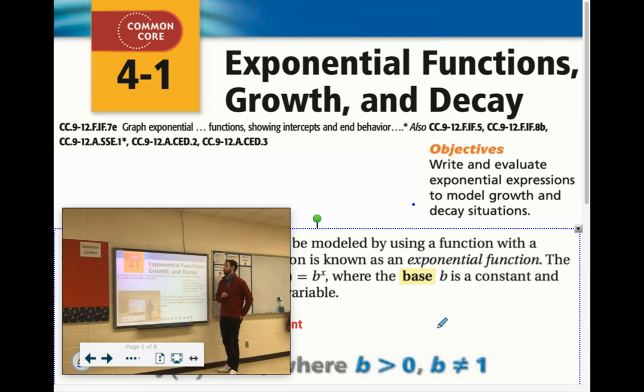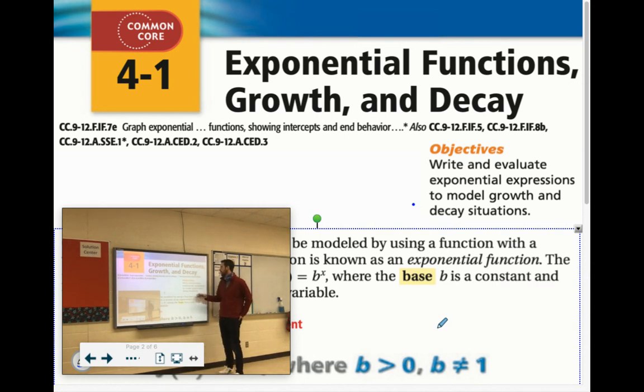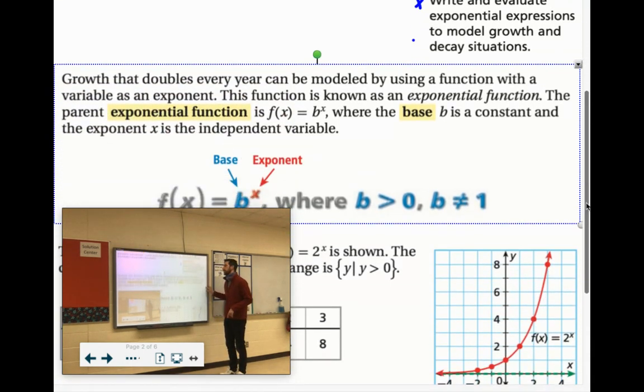Today we're starting exponential functions. We got exponential growth. We got exponential decay. I'd love for you to be able to write and evaluate exponential expressions to model growth and decay. And of course, you'll be great at it because you're all very smart.